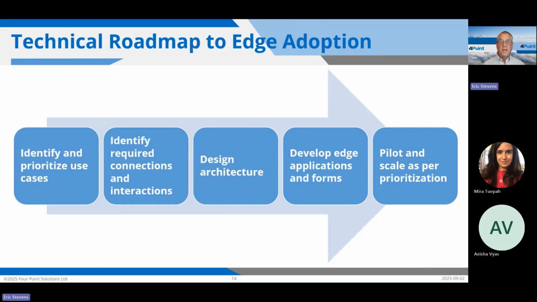A roadmap towards edge adoption is really a roadmap towards how you're migrating your forms away from a download, fill, print, and send model into a model that allows for online interactions and online capability. So what we want to do is first identify and prioritize the use cases, right? And a key thing here that we see happen often, and I want to caution you against it, is we'll take the most complex one, or we'll take the most valuable one.